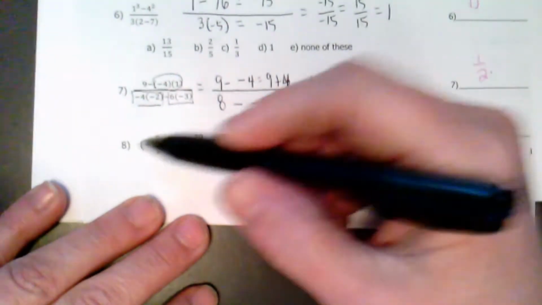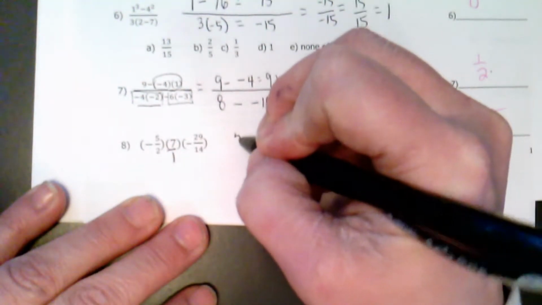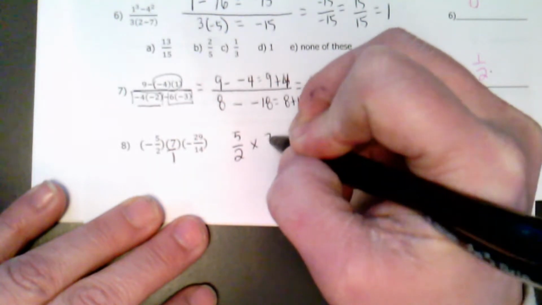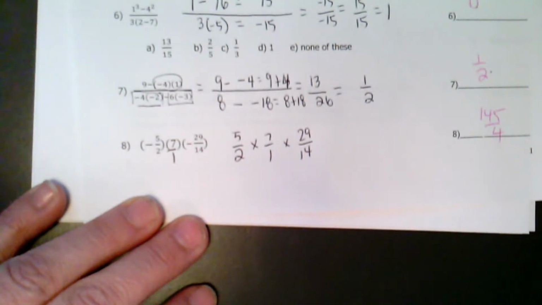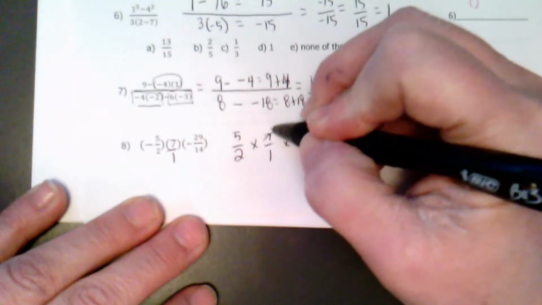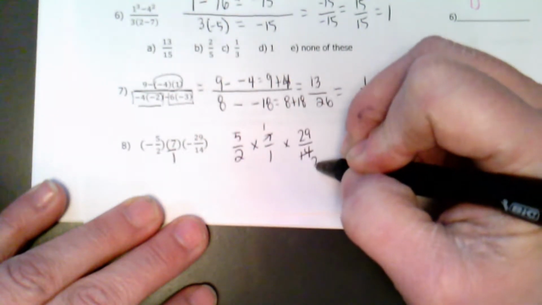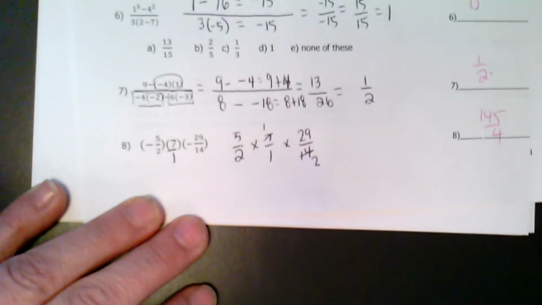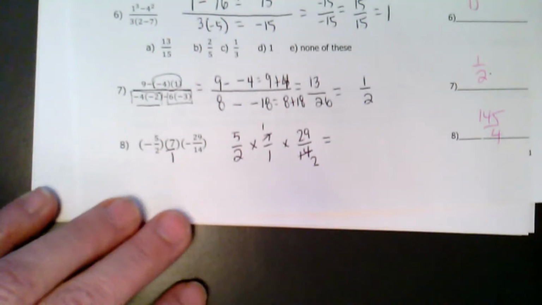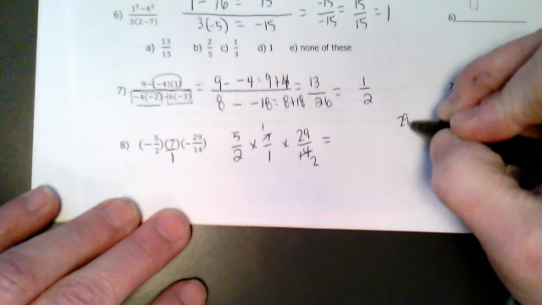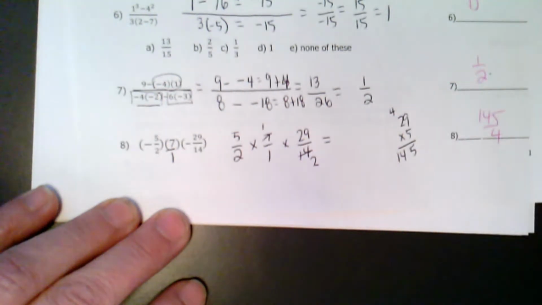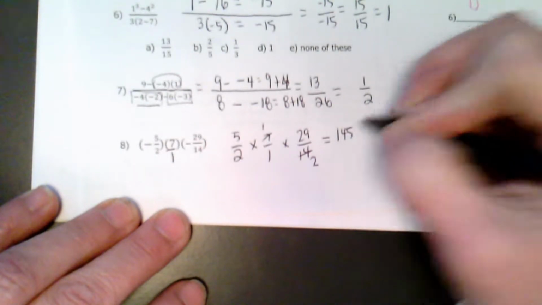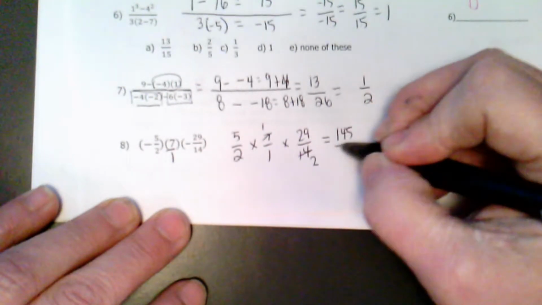Number 8 is a multiplication problem. We need numerators and denominators. I'm going to ignore my signs first. I'd like to cross cancel to make things a little easier. So 7 goes in here once, 7 goes in here twice. Can't do anything else. So our top is 29 times 5, which is 145. Our bottom is 2 times 1 times 2, which is 4.